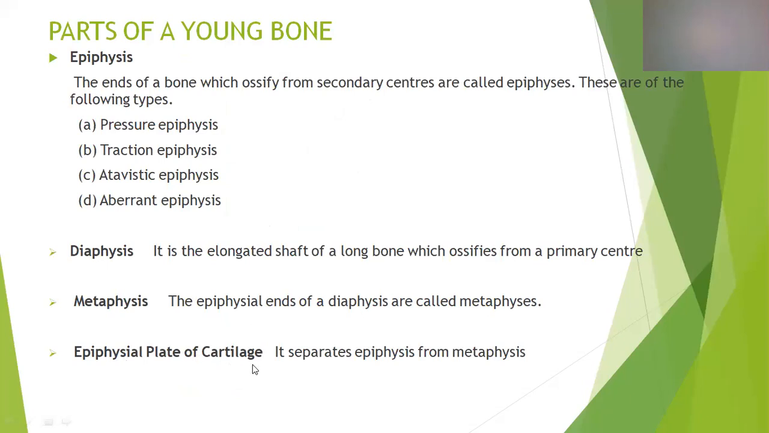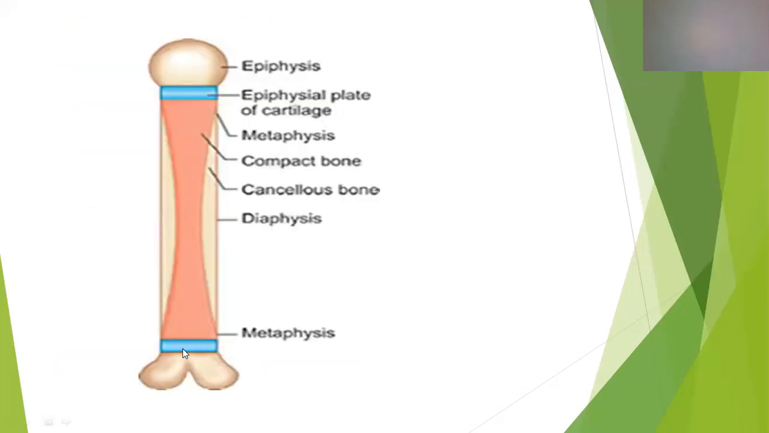Then epiphyseal plate of cartilage. See, these ends are separated from the diaphysis or shaft by this plate of cartilage known as epiphyseal plate of cartilage. So here also we can see another epiphyseal plate of cartilage.